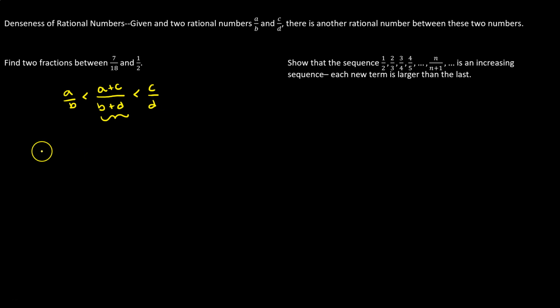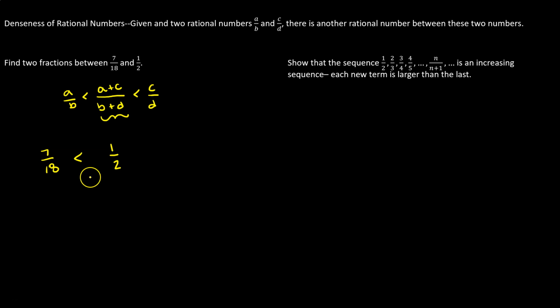And the fraction in the center will be a rational number that's greater than the smaller and less than the larger. So if we have 7 over 18 and 1/2, first we would need to figure out which one of these is bigger. So 1/2 and 7 over 18. Well, let's think about 7 over 18. If it were 9 over 18, that would be equal to 1/2.